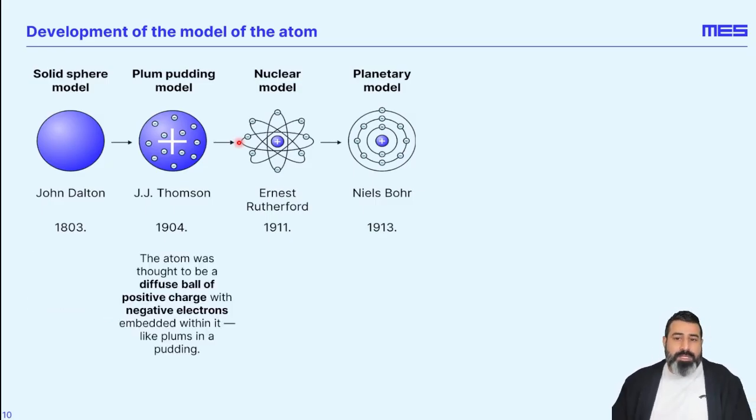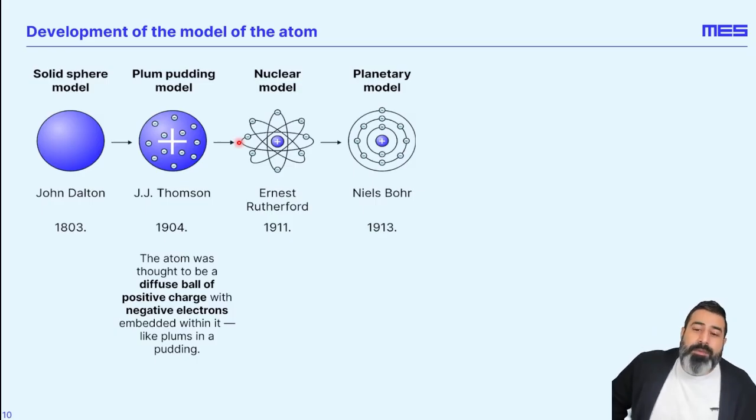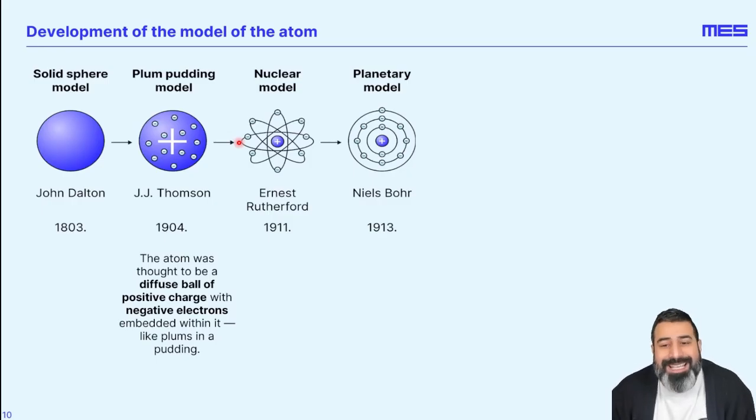I think Thomson discovered the electron around 1897, but don't quote me on that. And based on that discovery of the electron, they had to change the model of the atom. So then Thomson says the atom is a diffuse, so spread out, ball of positive charge, and there are negative electrons embedded within it, just like plums within a pudding. He didn't call it the plum pudding, that's what people called it.